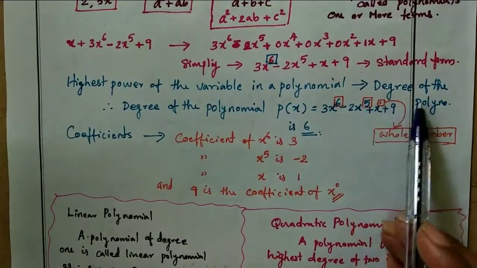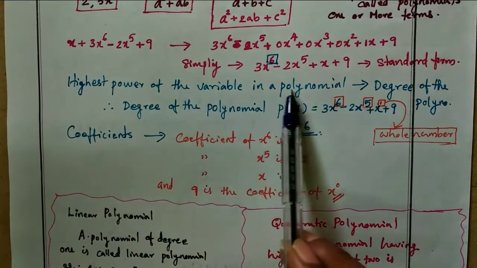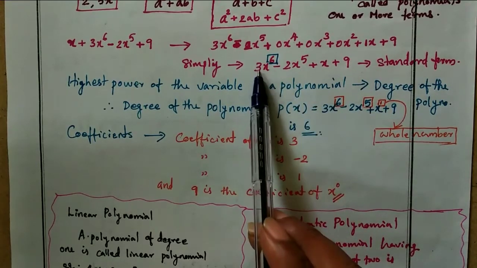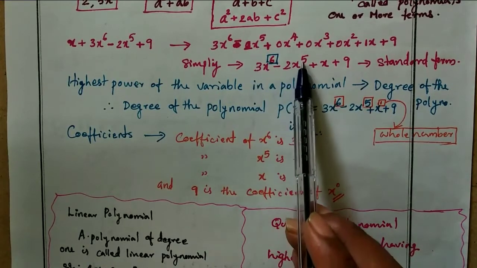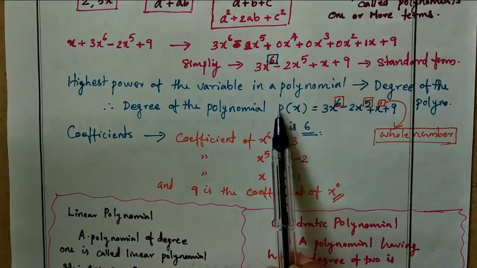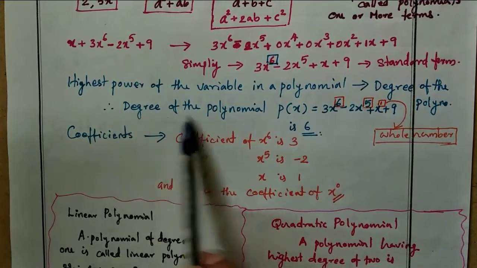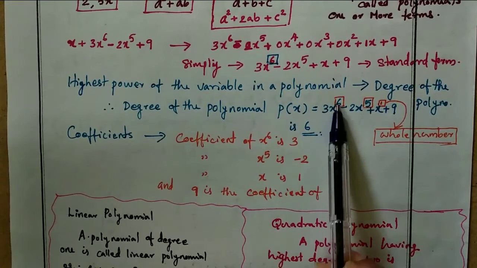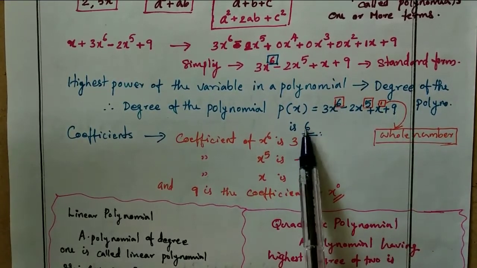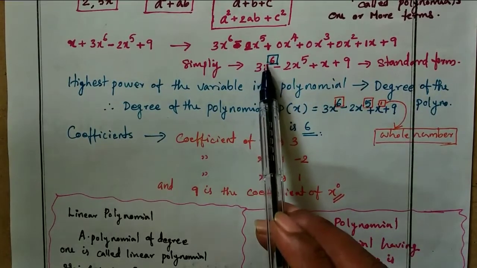Next one, degree of the polynomial. Degree of the polynomial means the highest power of the variable in a polynomial. So let us take this example. 3x raised to 6 minus 2x raised to 5 plus x plus 9 is the polynomial, and this polynomial can be written as p of x. So the degree of the polynomial p of x equal to 3x raised to 6 minus 2x raised to 5 plus x plus 9 is 6. The highest power is 6. So the degree of this polynomial is 6.